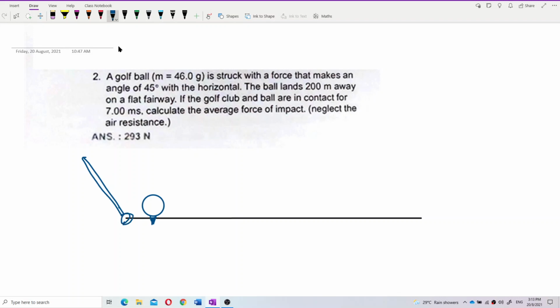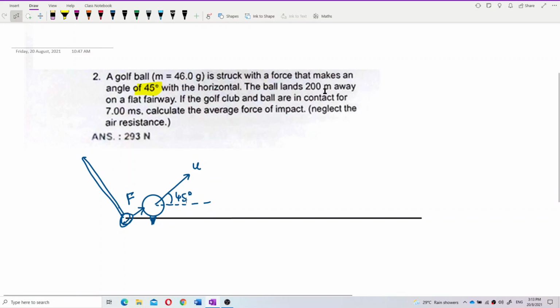You strike the golf ball at an angle, this way. You strike it with a force at 45 degrees. So what happens to the ball is it will launch at an angle of 45 degrees. It will have an initial velocity at 45 degrees. You see that this is a kind of projectile motion later on.